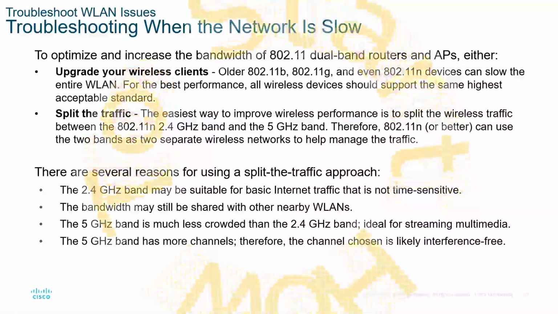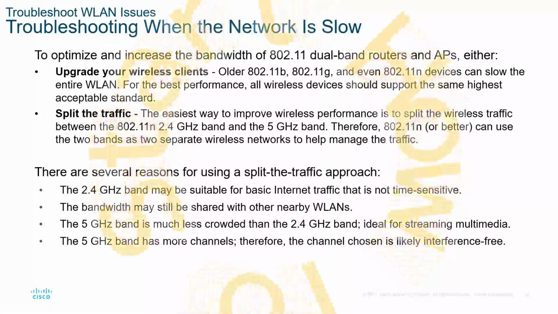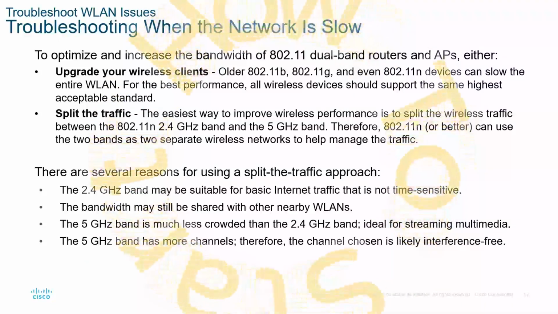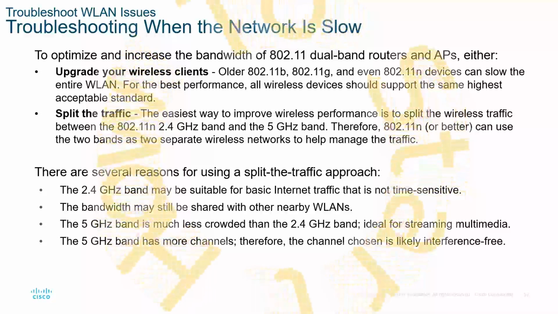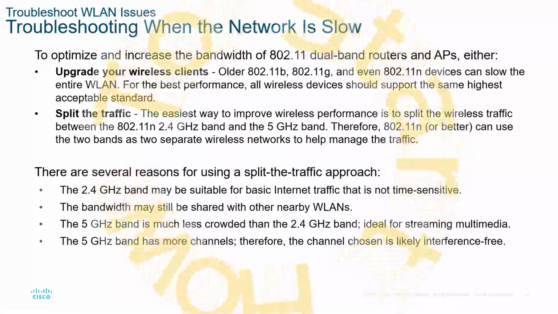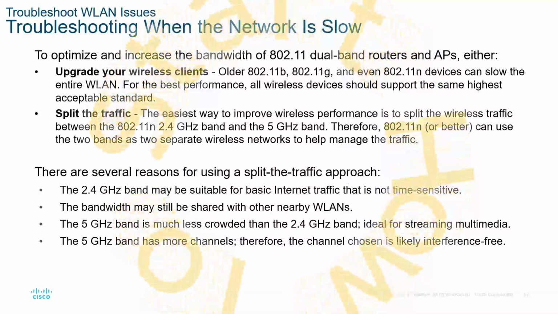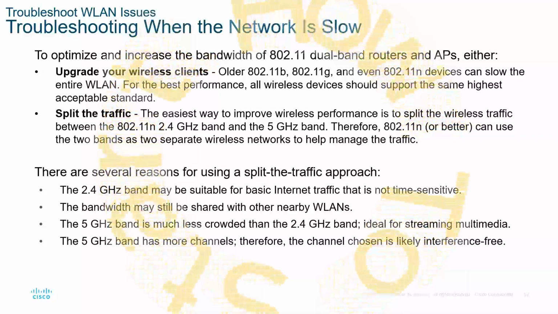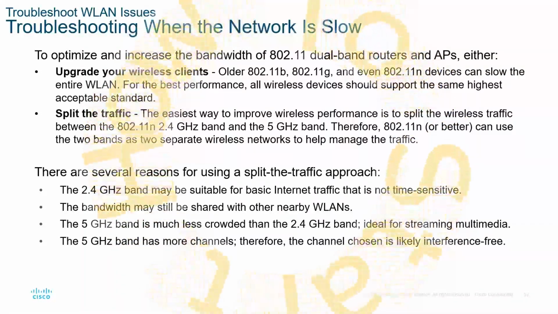So to optimize and increase our bandwidth from slower speeds, what we could be doing is looking at dual band routers. Maybe upgrade our wireless clients from the lower B/G to N or AC. The goal here is to have the newer frequencies. Anything around 802.11n or better is appropriate. If you're using slower devices, it's going to make the wireless even slower.